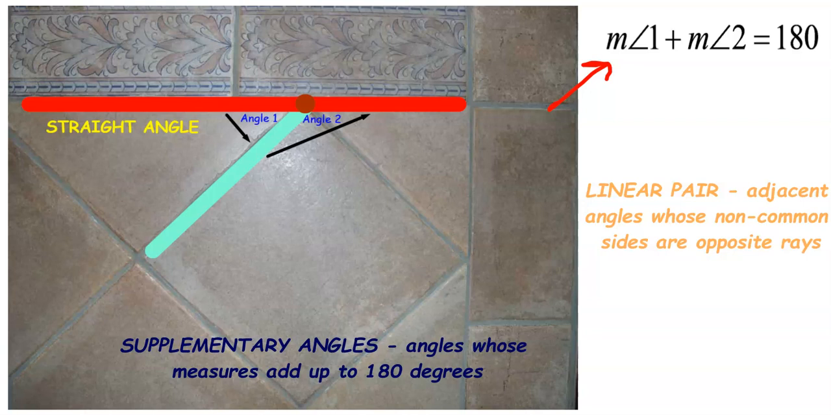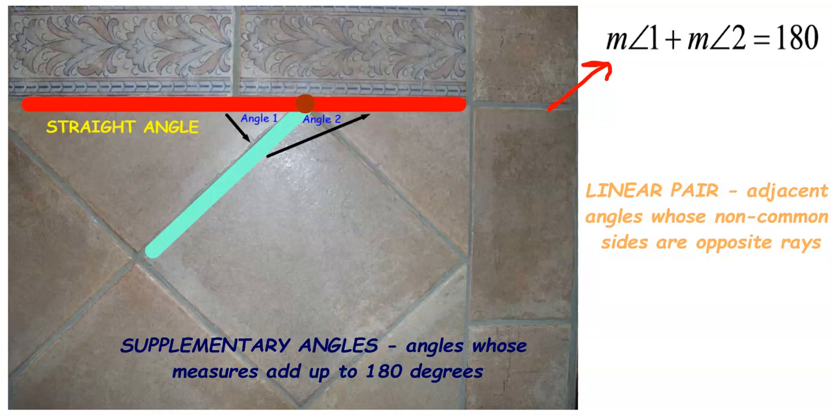So go ahead, pause the video, copy down the diagram of the straight angle with angle 1 and angle 2, the definitions of linear pair and supplementary angles, as well as the formula in the top right corner. Come back when you're ready to see an example of its use, and then move on to the next set of angles.